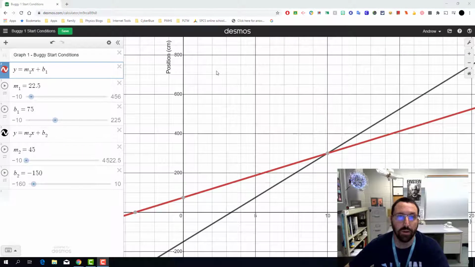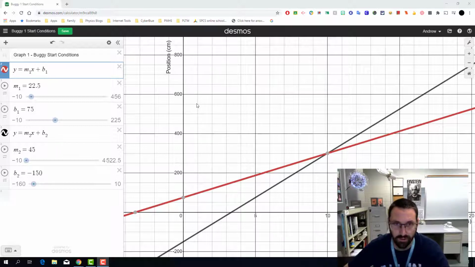Hey there guys, today we're going to be talking about position time graphs, and we're also going to be talking about different multiple representations that we can use to model motion based on our constant velocity particle model. So this is the position time graph. Position is on the vertical axis, time is on the horizontal axis. In this case we're measuring in centimeters and seconds.